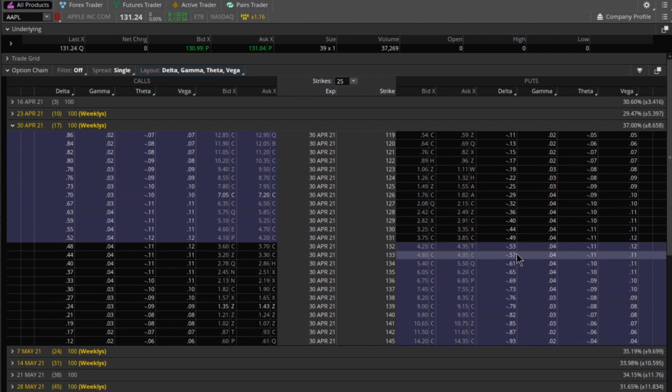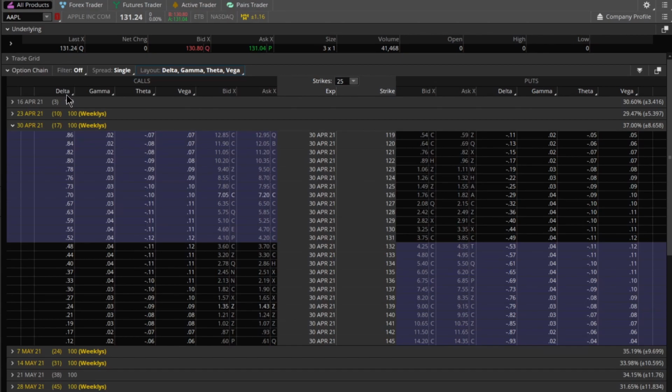Now for puts, delta is negative. Remember that a put is in the money when the strike price of the put is above the stock price. From the option chain, we can see that all in the money puts are above the current stock price. So when the stock price falls, puts are actually more valuable, and when the stock price increases, puts are less valuable. Thus, delta is negative because of its definition, for every $1 increase in the stock price.